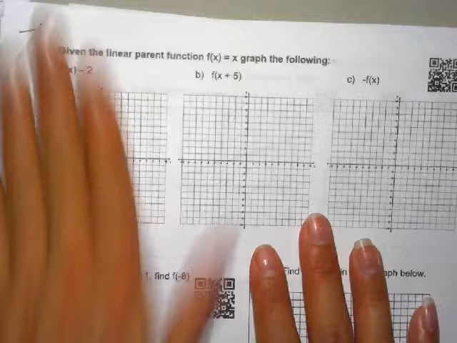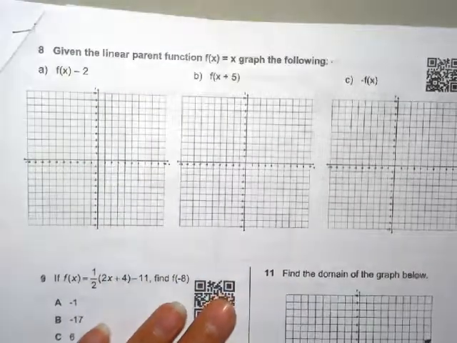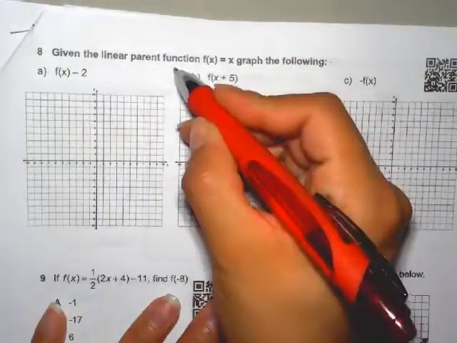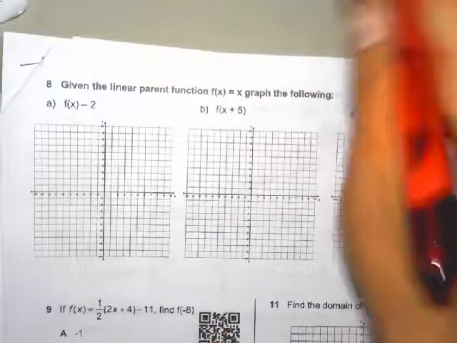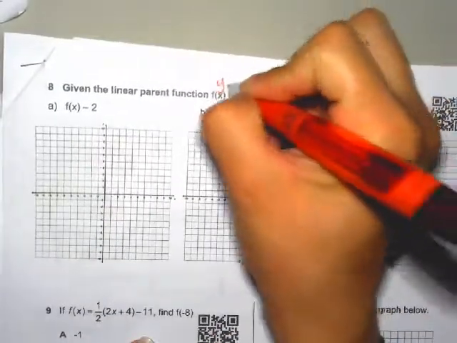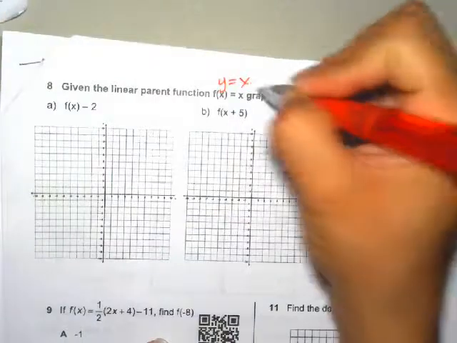Alright, this part is definitely different. We haven't seen it like this before. It gives you the linear parent function f of x equals x. This is the same thing as saying y equals x. So this is the parent function.